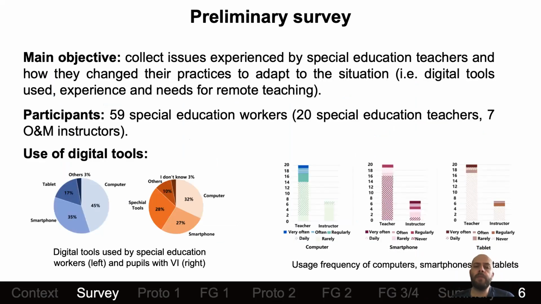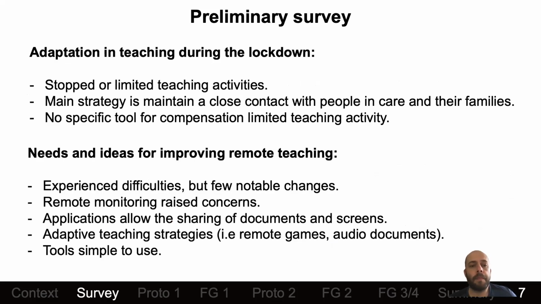The goal of the preliminary survey was to collect the issues that special education teachers experienced during the lockdown and how they adapted or changed their practices to the situation. We had 59 special education workers, either special education teachers or orientation and mobility instructors, who answered our survey. We first asked them about their use of digital tools, and we can see on the left that both special education workers and pupils with visual impairment use digital tools, mostly computers and smartphones, but also some special tools for the pupils. Regarding usage frequency, they use them mostly daily.